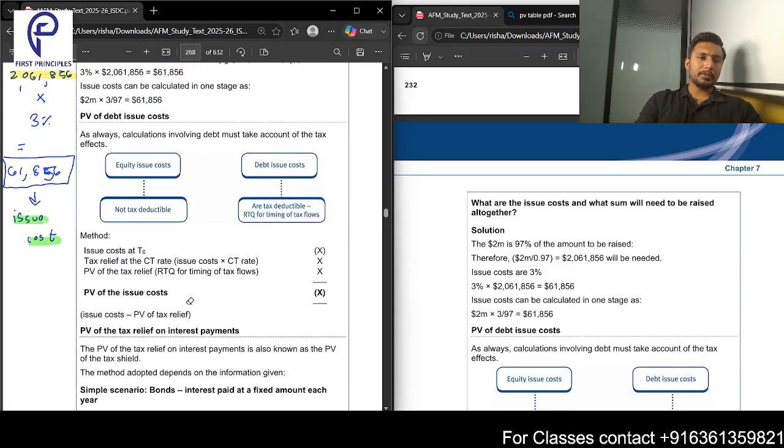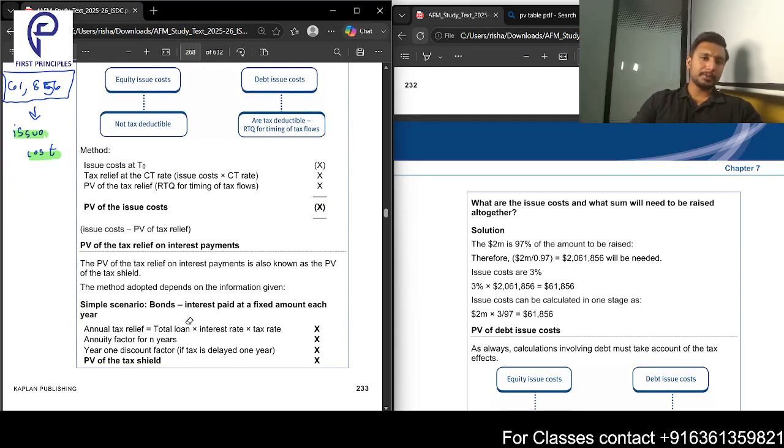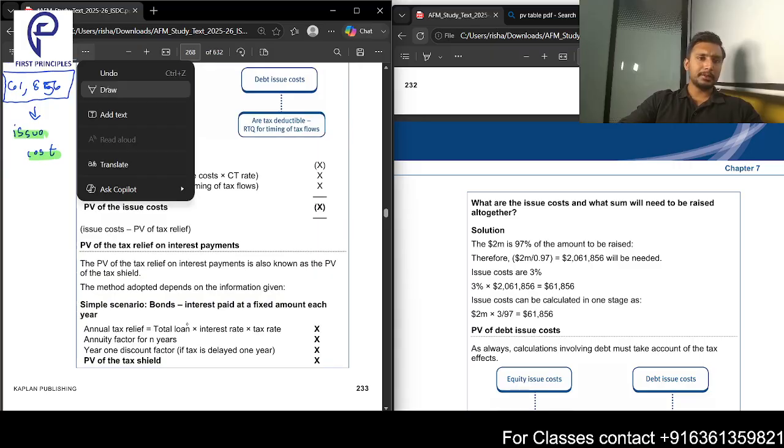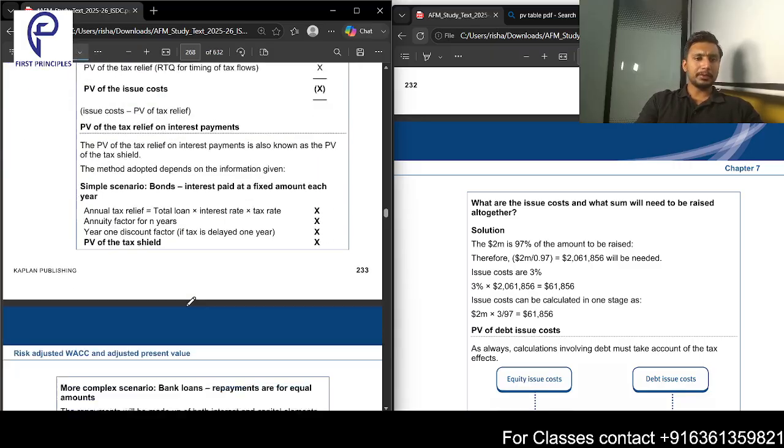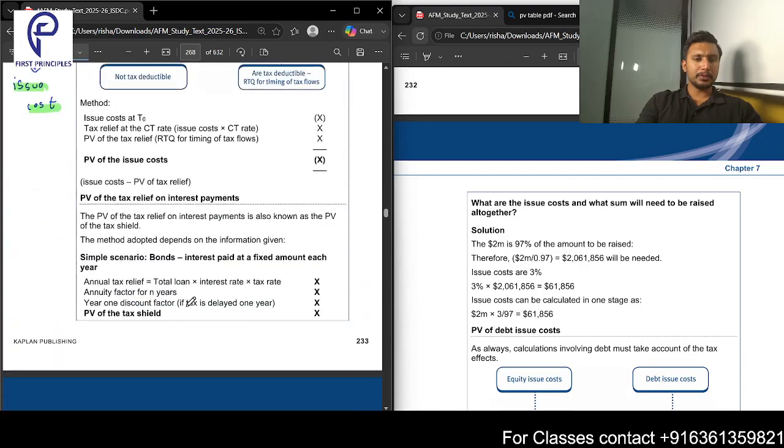Now, issue cost can be of equity, and issue cost can be of debt. Issue cost of equity does not have any tax benefit on that.